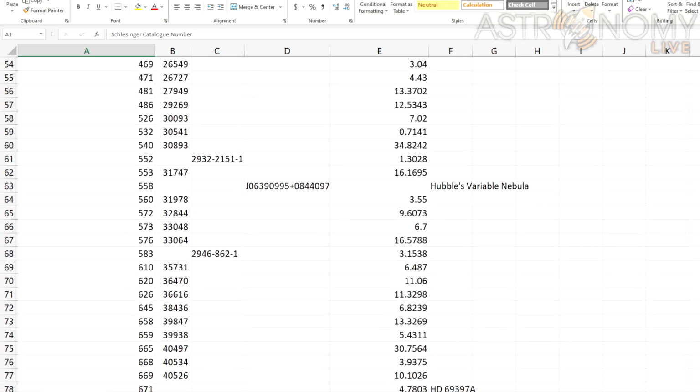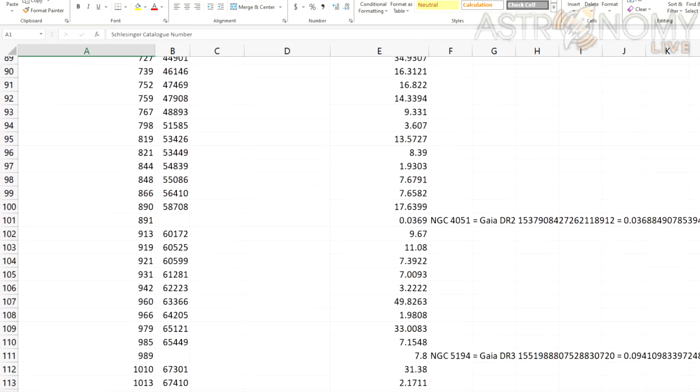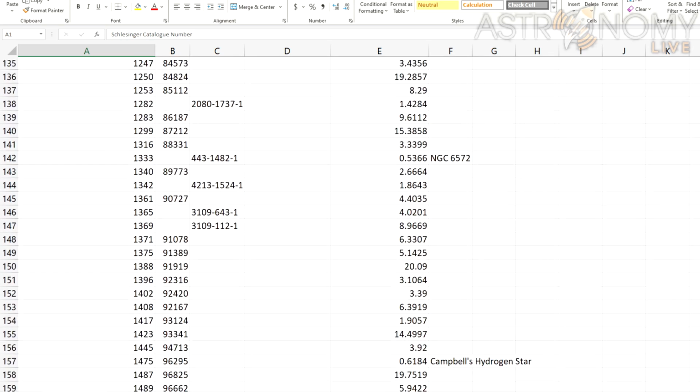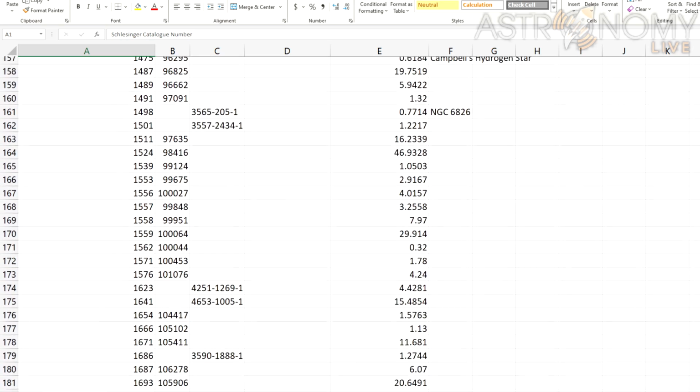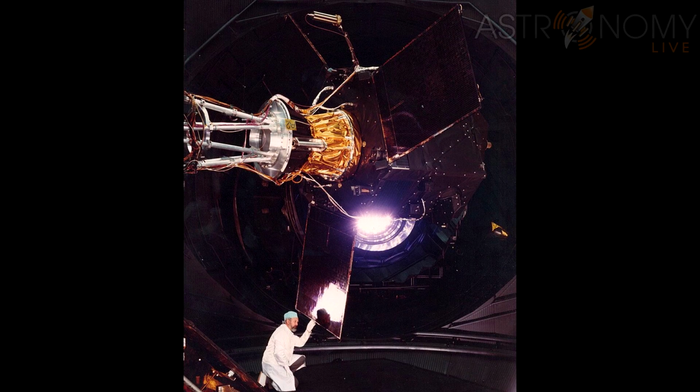Looking through the entire list of objects with negative parallax in the Schlesinger catalog, we find a couple of items whose parallax is statistically no different from zero, but we find no examples of negative parallax when comparing it in the Simbad database. This spreadsheet and all other spreadsheets I present in this video are available as links in the video description below. Next, let's talk about the Hipparcos mission.